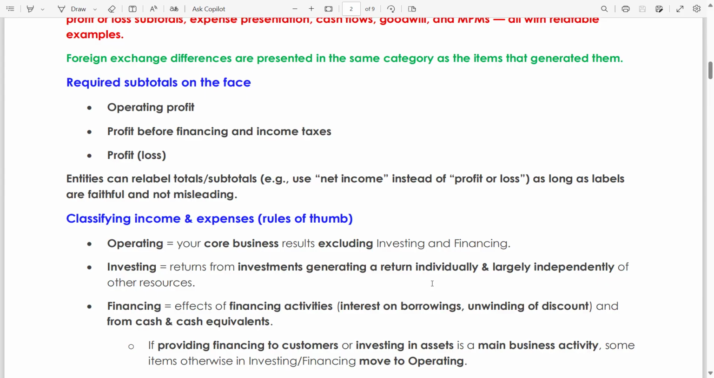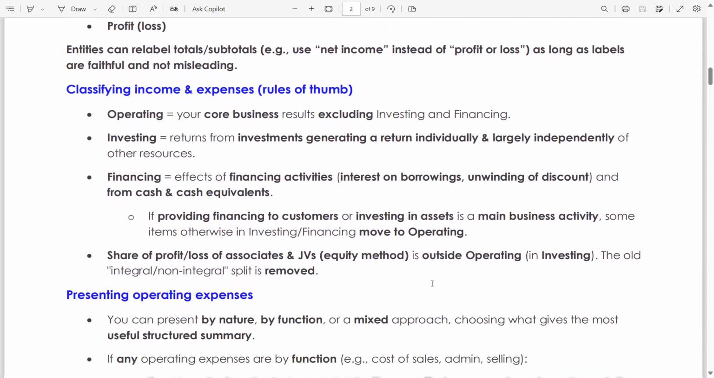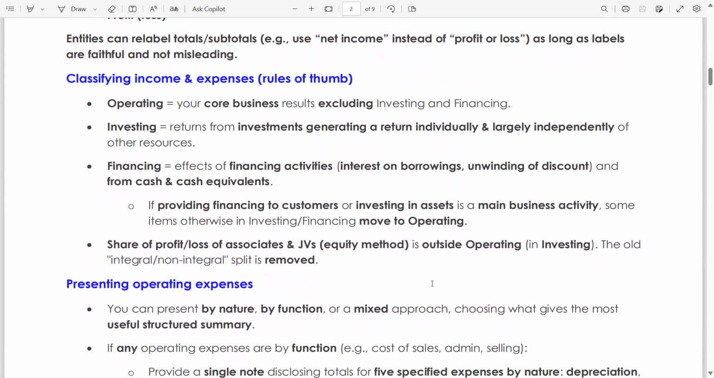Now, classifying income and expenses, the rule of thumb. Operating: your core business results, excluding financing and investing. Investing: returns from investments generating a return individually and largely independent of other resources, such as additions to or disposal of an asset, or dividends from an associate. Financing: the effect of financing activities, interest on borrowings, dividends to NCI, dividends by the parent company, unwinding of discount, and from cash and cash equivalents.